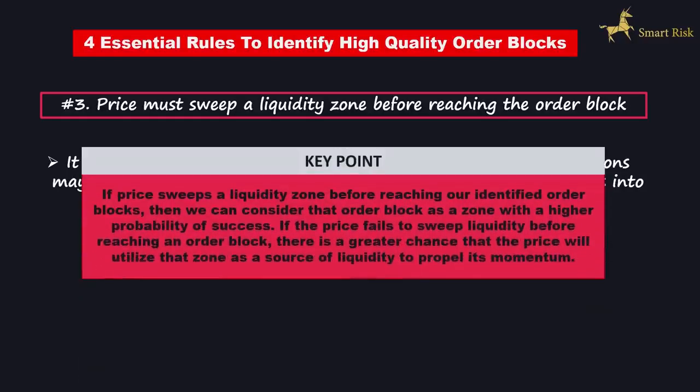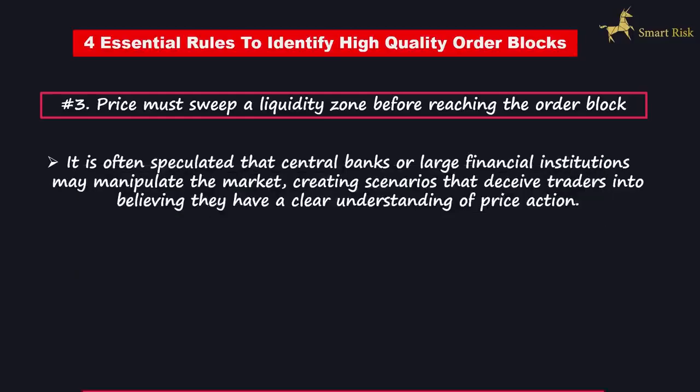It's crucial to understand that if price sweeps a liquidity zone before reaching our identified order blocks, then we can consider that order block as a zone with a higher probability of success. The underlying theory is that the market relies on liquidity to sustain its movement. If the price fails to sweep liquidity before reaching an order block, there's a greater chance that the price will utilize that zone as a source of liquidity to propel its momentum. It's essential to consider this aspect when identifying potential entry points in the market, as it can significantly impact our trading decisions and outcomes.